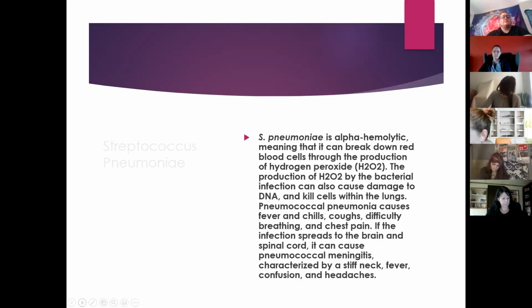Streptococcus pneumoniae is alpha hemolytic, so it breaks down red blood cells, because the bacteria's exotoxins produce hydrogen peroxide, and that hydrogen peroxide causes breakdown of red blood cells. The hydrogen peroxide within the blood is also going to do damage to the structures around it. So this causes the most severe pneumonias, with direct damage to the lungs and the tissue in the lungs.